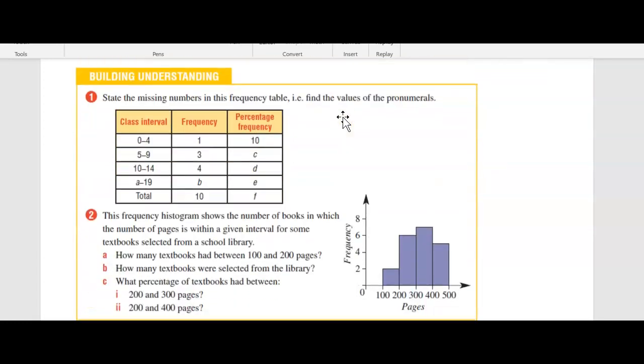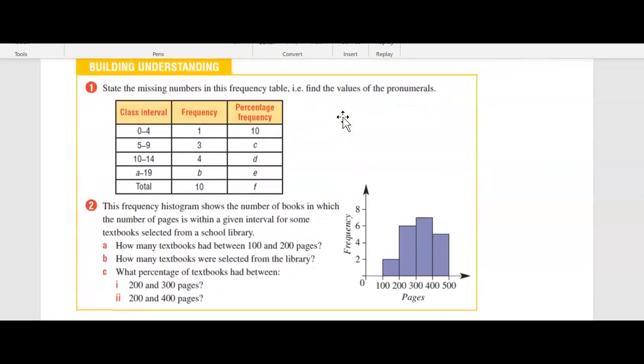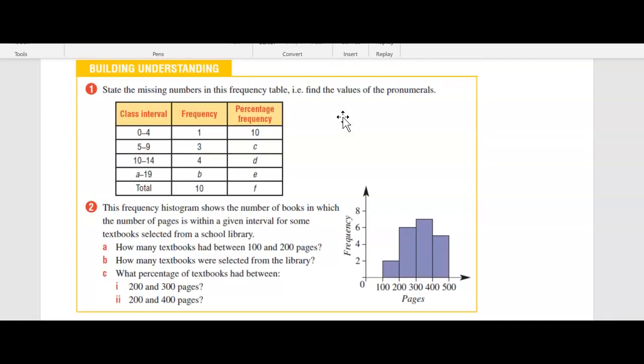All right, so let's go through the building understanding questions. So state the missing numbers in this frequency table. All right, so your frequencies all have to add up to 10. Okay, so we've got a total of 10. So 1 plus 3 is 4, plus 4 is 8. So that means B must be 2.